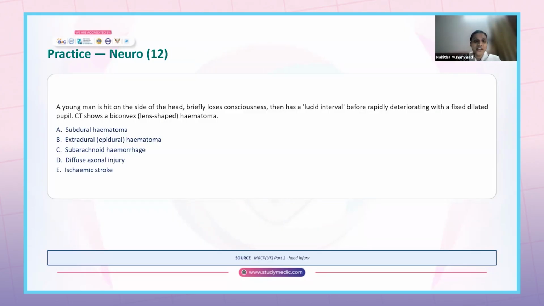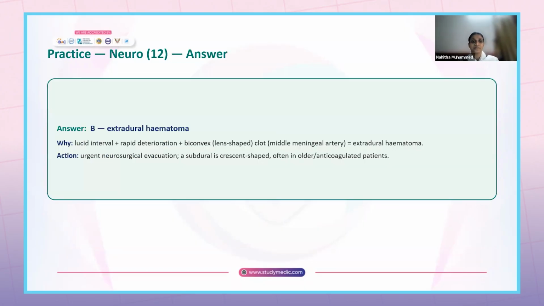The young man is hit on the side of the head, briefly loses consciousness, has a lucid interval before rapidly deteriorating with a fixed dilated pupil. CT shows a biconvex hematoma. So biconvex hematoma is usually extradural hematoma, usually from the middle meningeal artery.